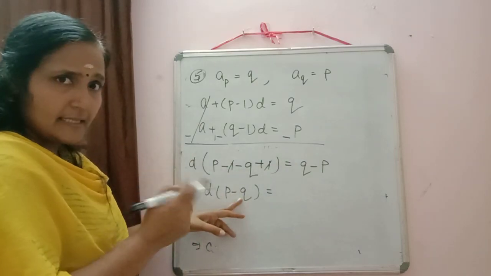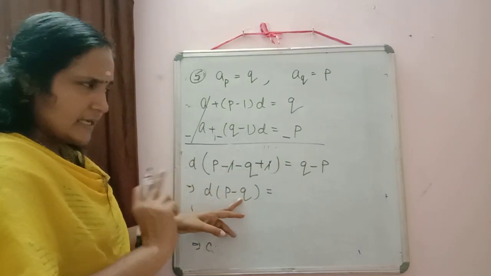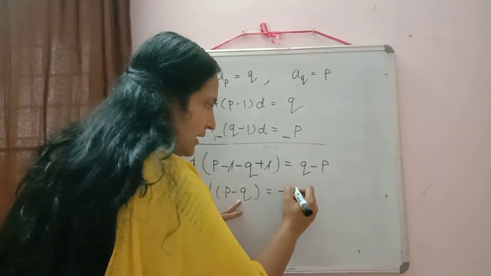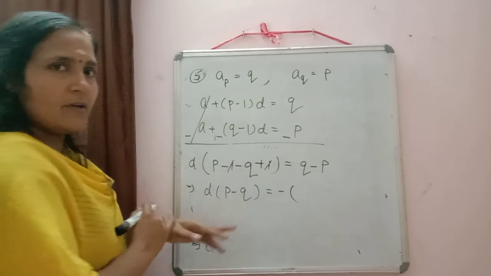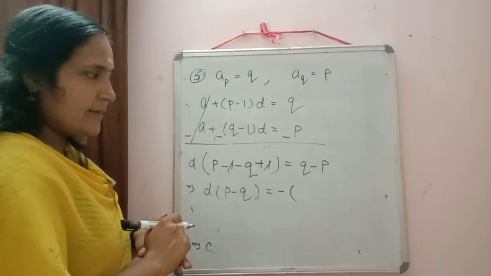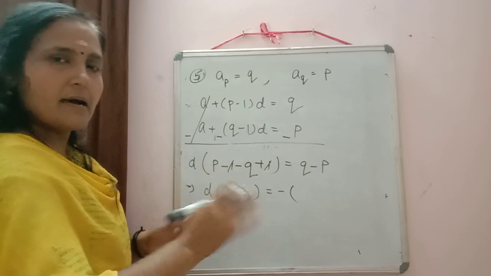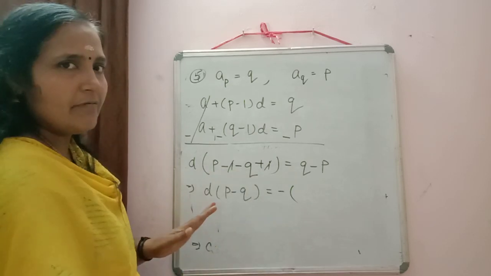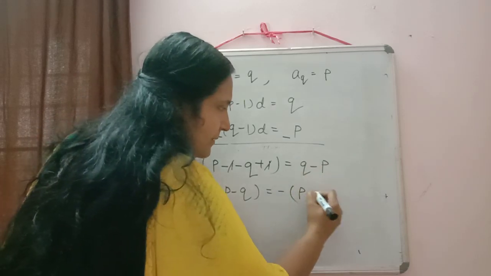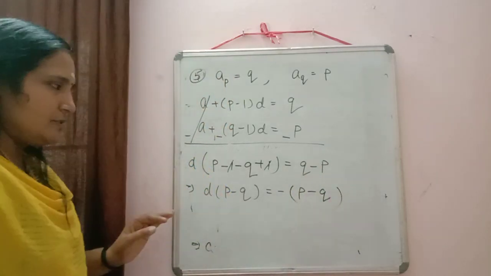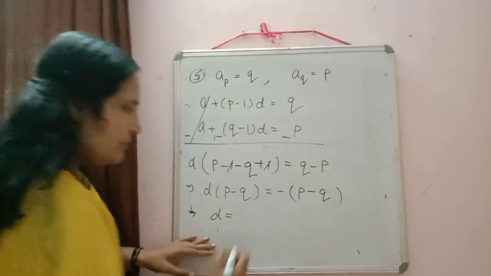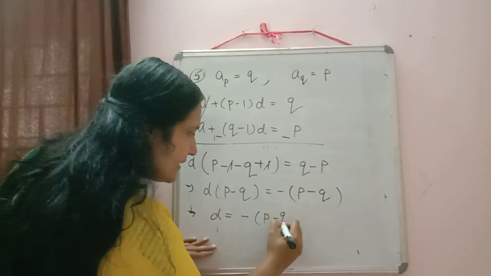What is the difference in these two terms? Yes, difference of a negative sign only. So what I am doing to make them equal, I am taking the negative sign common from these two terms. So whenever we are taking a negative sign common, sign will change. Positive will become negative and negative will become positive. So minus P will become plus P and plus Q will become minus Q. Now P minus Q is multiplied by D. When we will change the position, it will get divided.